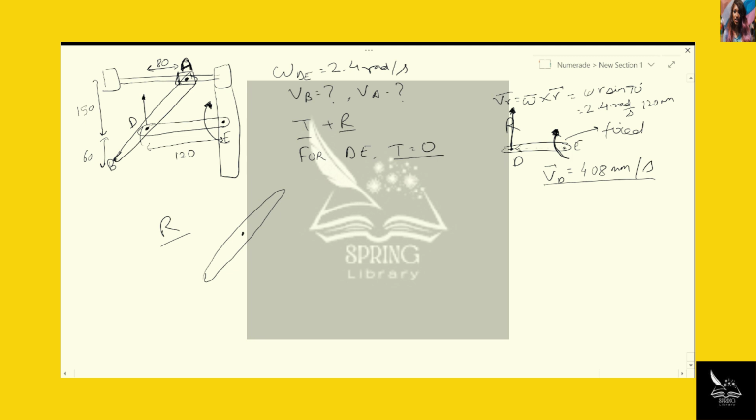So the axis is here, vertically going into the page, but the radius vector is along the rod. So the radial velocity here is going to point like this for point A, and for point B it's going to point like this. So it's clockwise. So D is going to move in this direction, and then A needs to move along the rod.